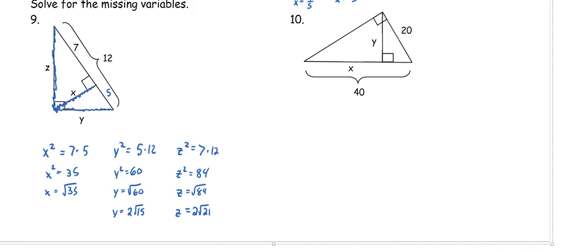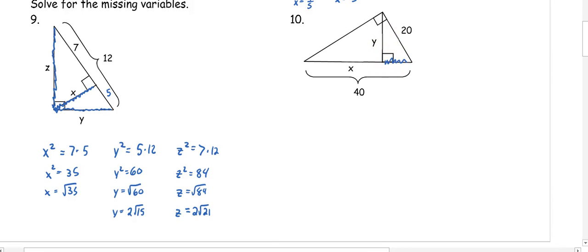In 10, we need to solve for x and y. Now, I can't solve for y right away because I don't know this length and I already have one variable there. So I'm going to use the 20 to solve for x first.